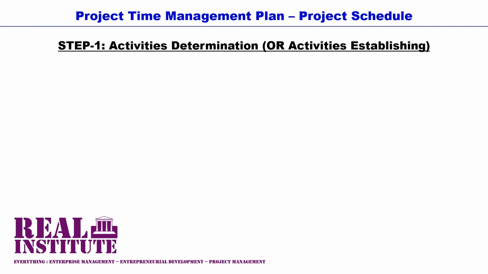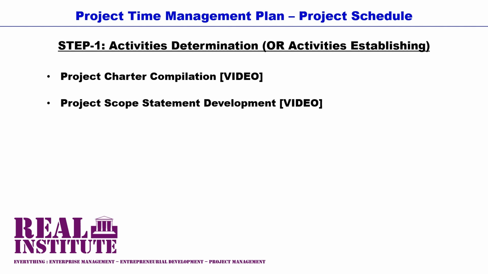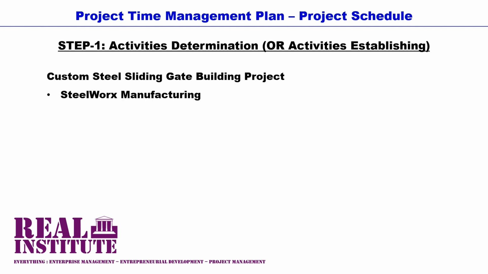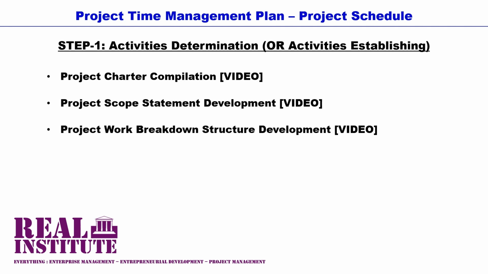In our videos on this Real Institute channel, in our video on the compilation of the project charter, and also in our video on the development of the project scope statement, and also in our video on the development of the project work breakdown structure, we have used for illustration purposes a real life or a practical project as an example. This project example entails a project that is undertaken to build a custom sliding steel gate, as undertaken by Steelworks Manufacturing. These videos can be accessed and viewed from this Real Institute channel.